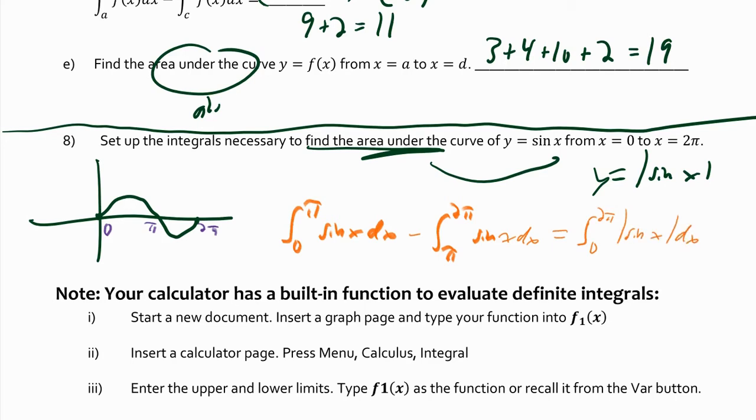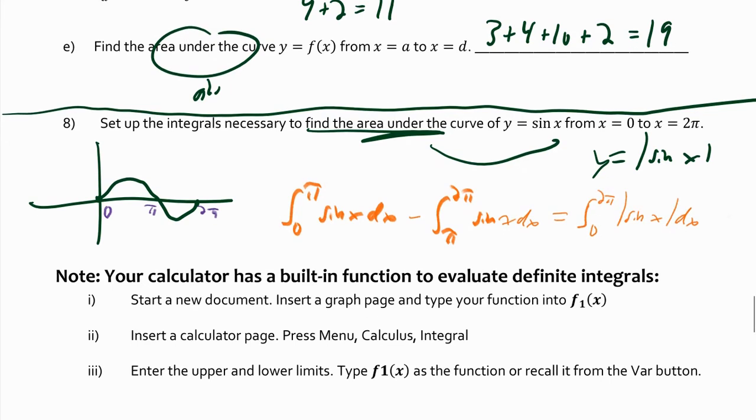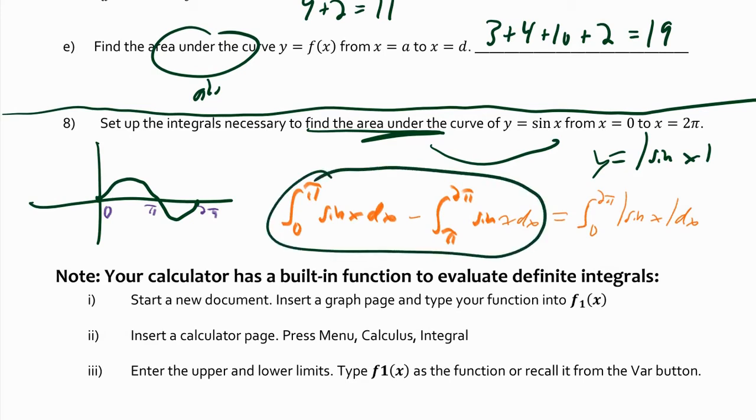And several times over the next year and a half, you're going to ask me, how do you integrate an absolute value function? And I'm going to tell you, you have to split it up into a piecewise. So this would be the correct answer for what the question's asking: the integrals necessary to find the positive area under the curve.